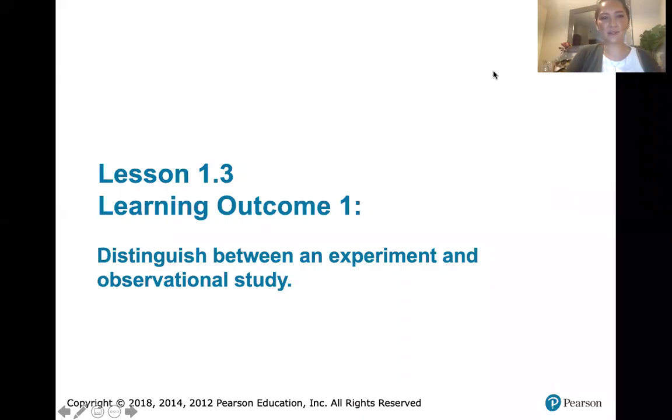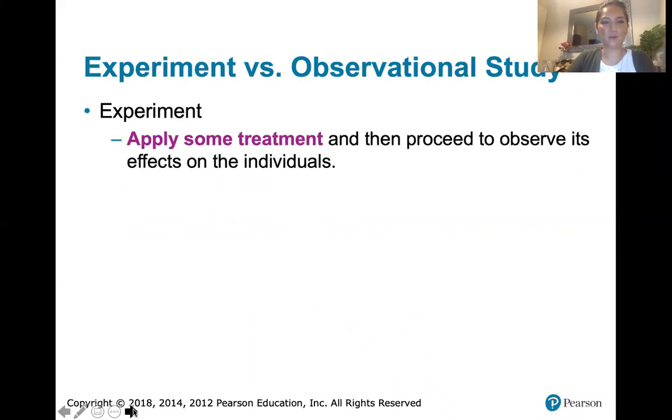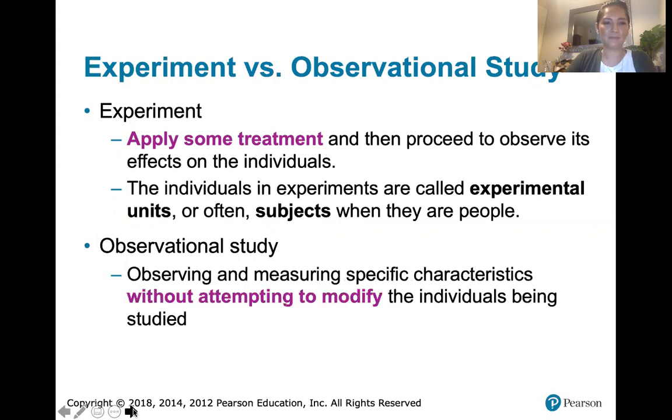In this video, we cover learning outcome number 1, which is distinguishing between an experiment and an observational study. First, we have some definitions. In an experiment, we're applying some treatment and then proceeding to observe its effects on individuals. The individuals in the experiment are called experimental units, or if we're talking about people, we usually call them subjects. In an observational study, we are observing and measuring specific characteristics without attempting to modify the individuals being studied.